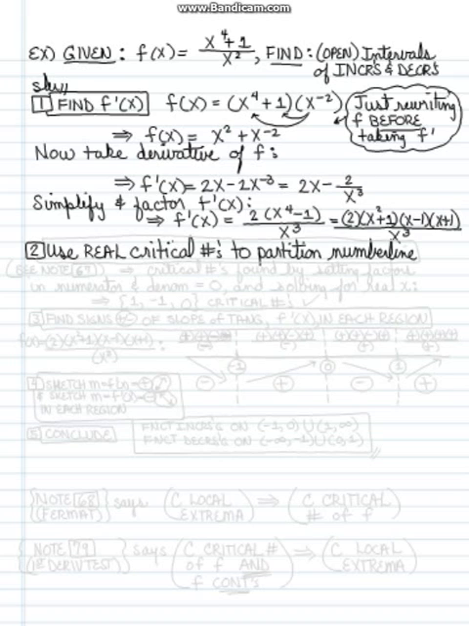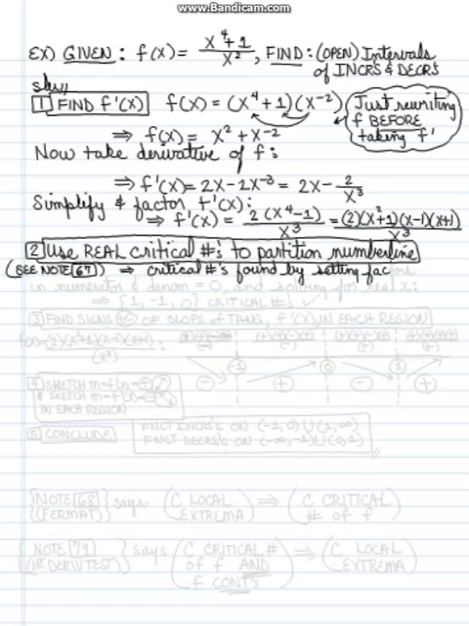Now I'm going to use the real critical numbers of f to partition the number line. You can review this idea in note 67. The critical numbers of the original function f are found by setting the derivative f prime equal to 0 and solving. Once again, critical numbers of function f are the zeros of f prime.